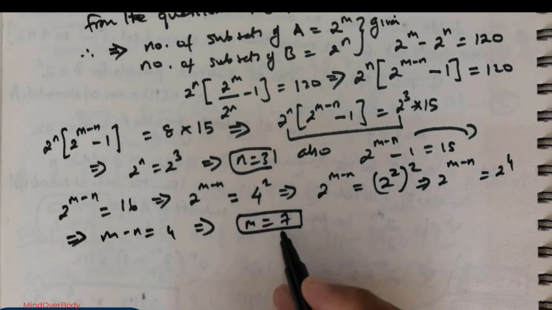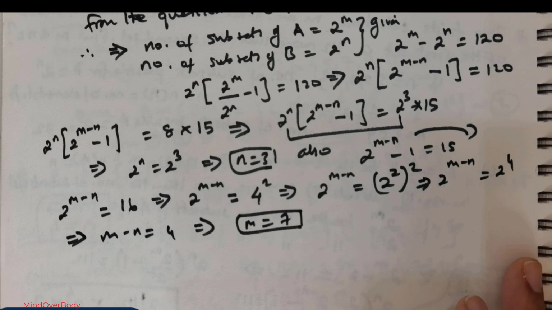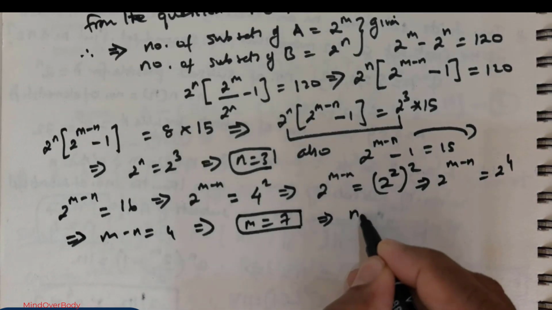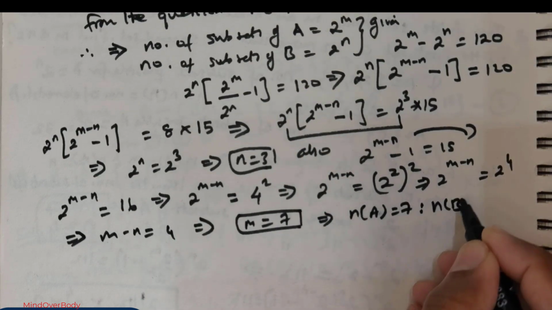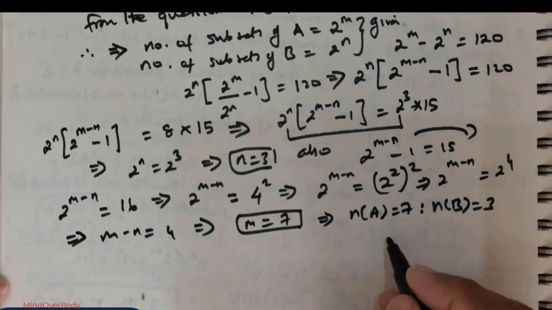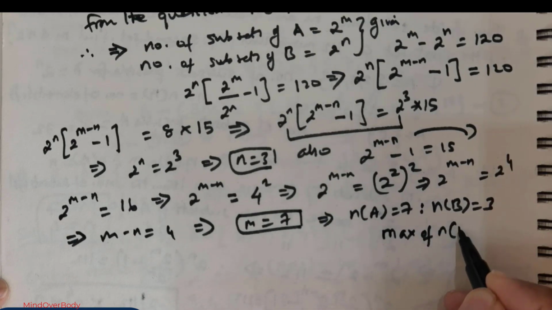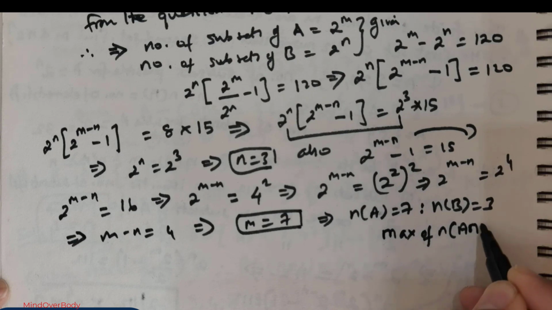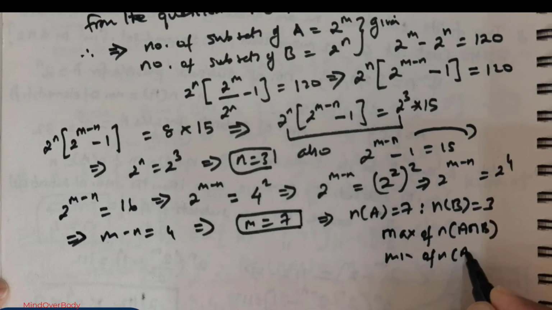So I've got a value for m. I've got a value for n. But the question wants us to find the minimum values. So this means n of A is equal to 7, and n of B is equal to 3. We are expected to find the minimum value and the maximum value. So we want to know what is the max of n of A intersecting B and the minimum of n of A intersecting B.